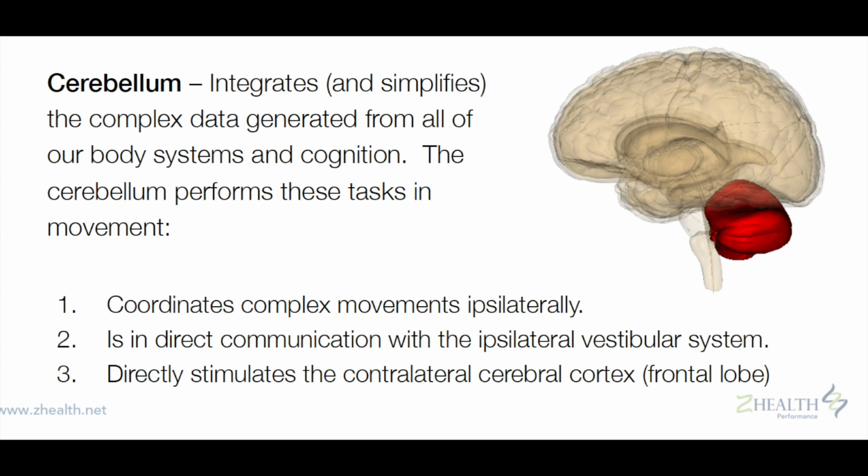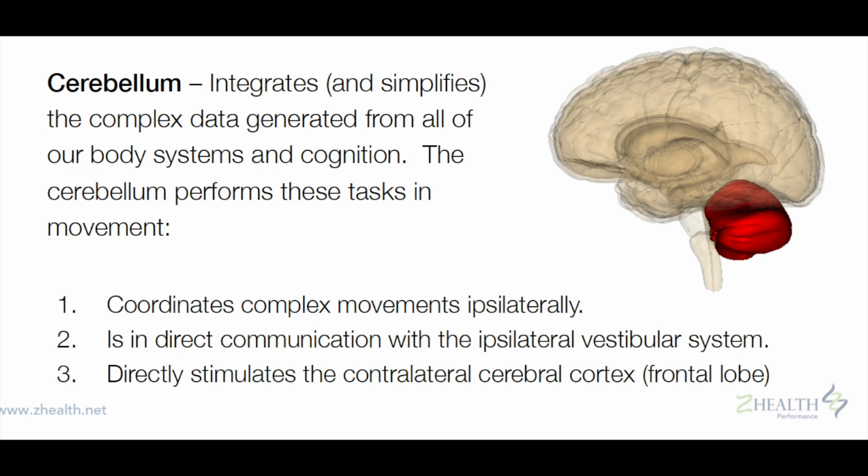The cerebellum integrates and simplifies complex data generated from all body systems, including cognition. So it's not just involved in motor control and output, but it's about coordinating complex movements ipsilaterally. So if somebody says they have terrible coordination or can't follow a rhythm or produce smooth movements or have much control over their movement. Somebody with a lot of control and very adept movement would have a very well-functioning cerebellum. So if somebody doesn't, you can actually do things to help stimulate that area of the brain.